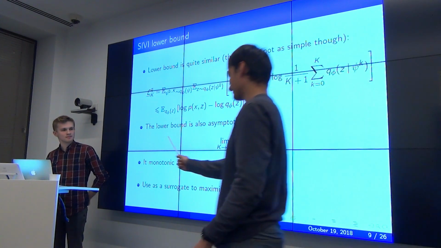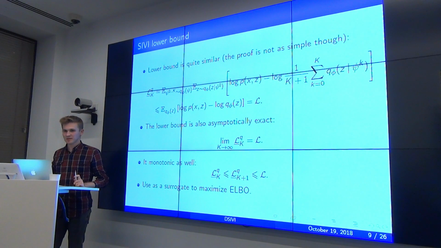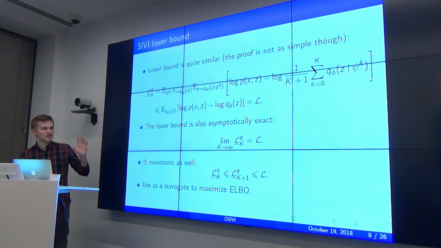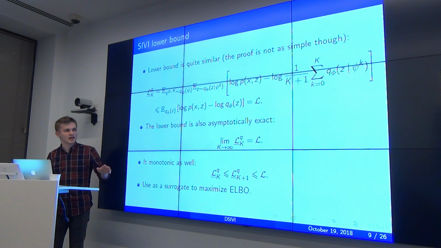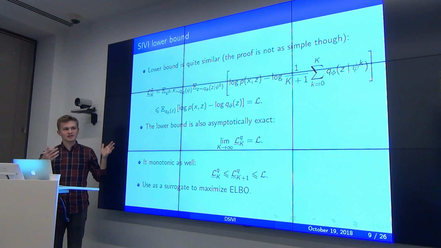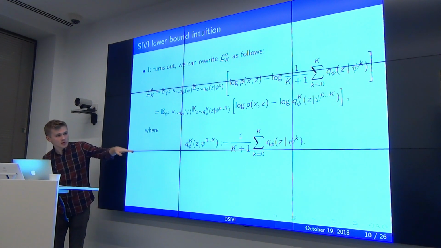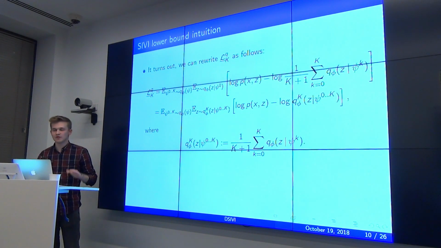Okay, let's move on, I guess. I'm not going to write down the whole proof of why this is a lower bound, why it is monotonic. But it's not so hard to see: just subtract the lower bound from the ELBO, and we will get the expected KL divergence between the mixture and the true marginal distribution. And that's why it's non-negative, and that's why we actually have a lower bound.